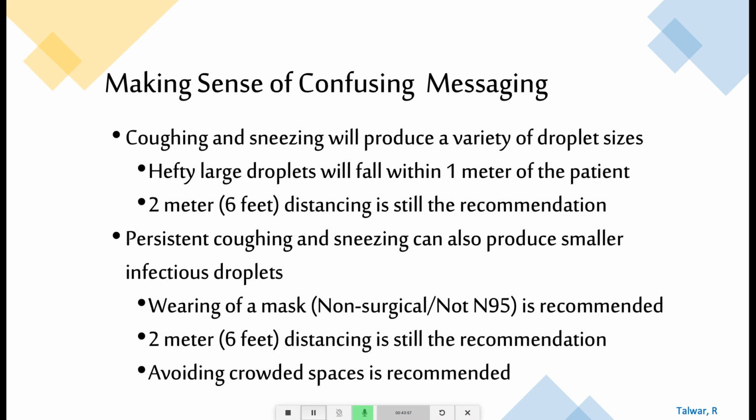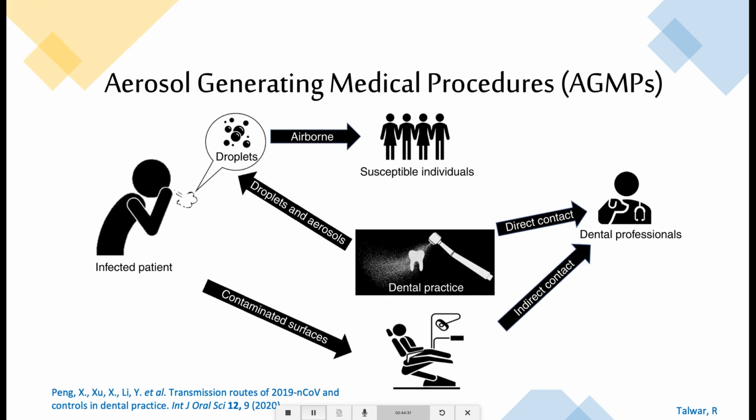When someone is persistently coughing and sneezing, they can definitely produce a mixed bag of droplet sizes. So there could be smaller infectious droplets. And in this scenario, the patient should wear a non-surgical mask. It does not have to be an N95 mask in this scenario. That is so that they're not spreading this virus around. And from us, again, the 2 meter distance from this person and avoiding crowded spaces is also recommended.